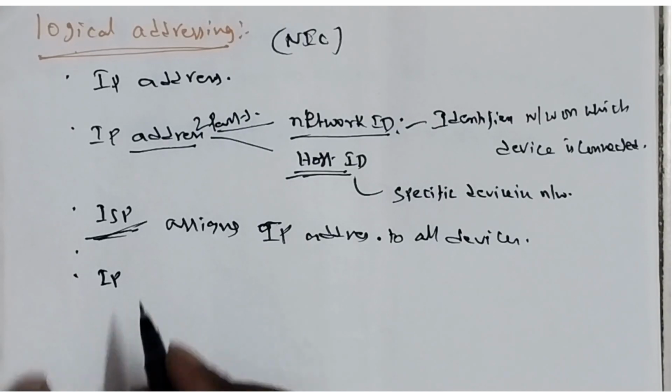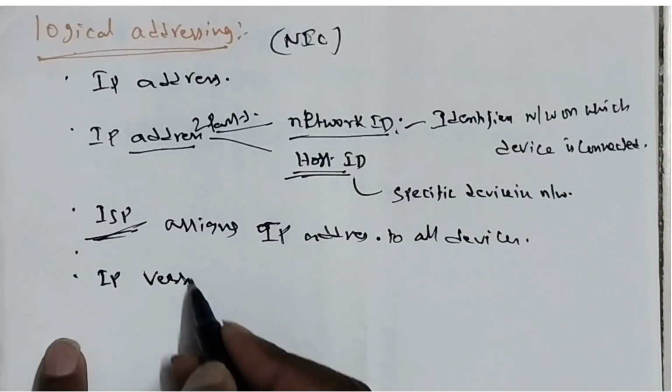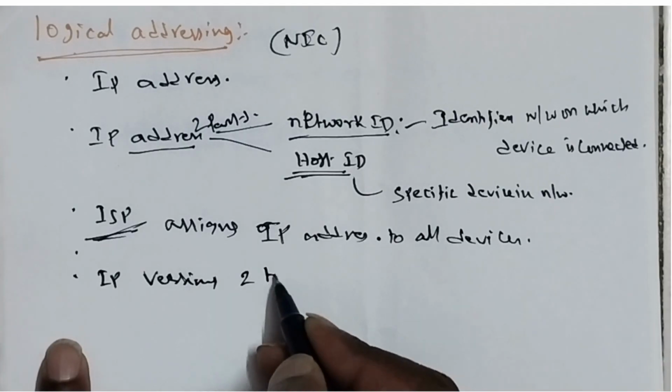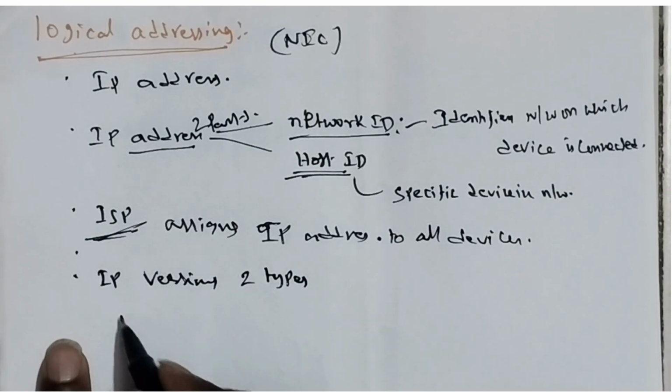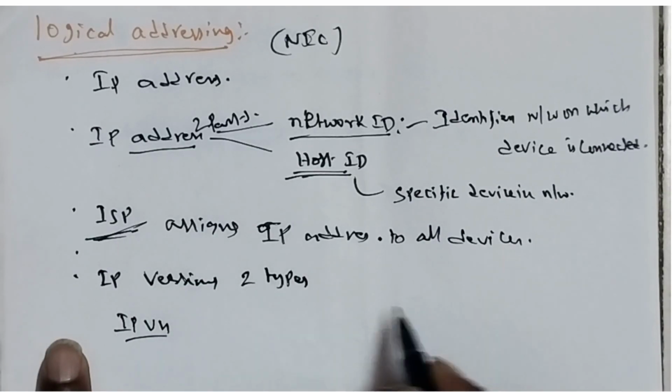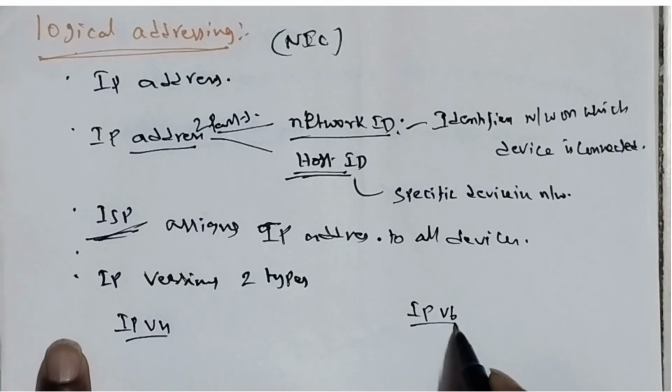Okay, here IP versions are of two types. What are the two types of IP versions we have? We have IPv4 and IPv6.